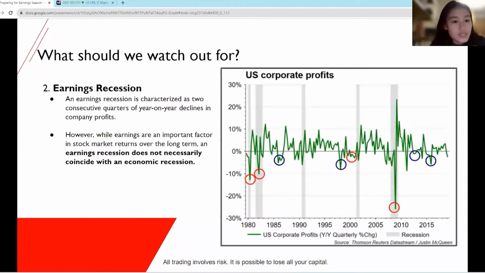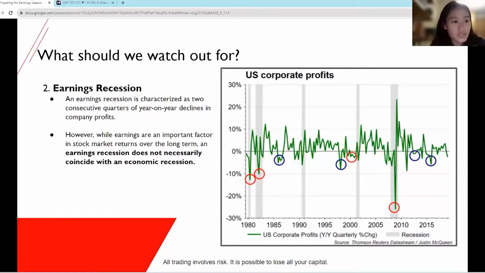Okay, next we should look out for the earnings recession. So what exactly is the earnings recession? It's basically categorized as 2 consecutive quarters of year-on-year declines in company profits. So it's important to note that while earnings are an important factor in the stock market returns over the long term, an earnings recession does not necessarily coincide with an economic recession.